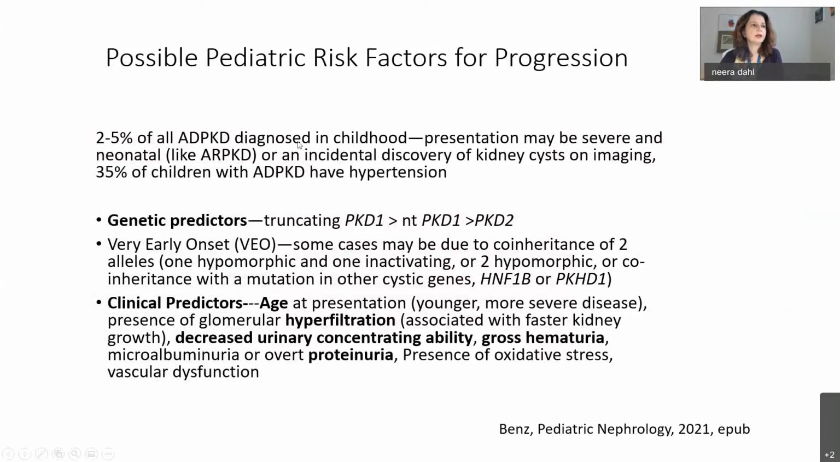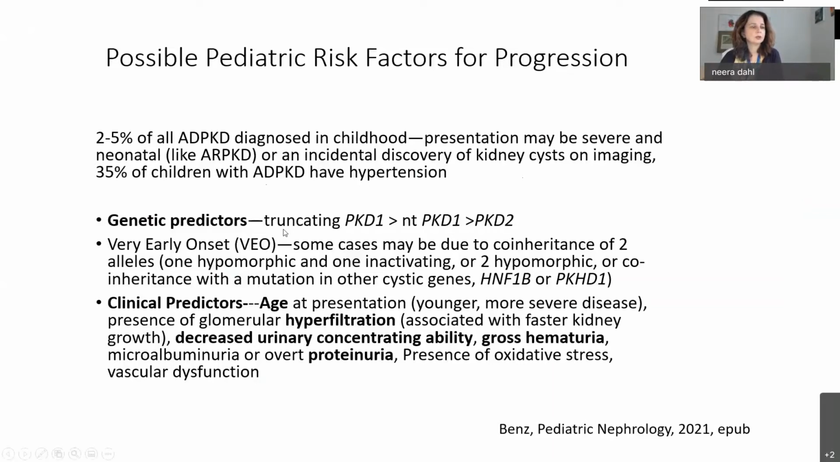In terms of looking at other pediatric risk factors for progression, about 2 to 5% of all ADPKD is diagnosed in childhood, and the presentation can really be quite variable. It may be severe with neonatal presentation and mimic ARPKD, with a perinatal observation of bilaterally enlarged kidneys, or it could be an incidental discovery of kidney cysts on imaging later in life. What's important to note is 35% of children with ADPKD will have hypertension. So it's really important to screen for hypertension.